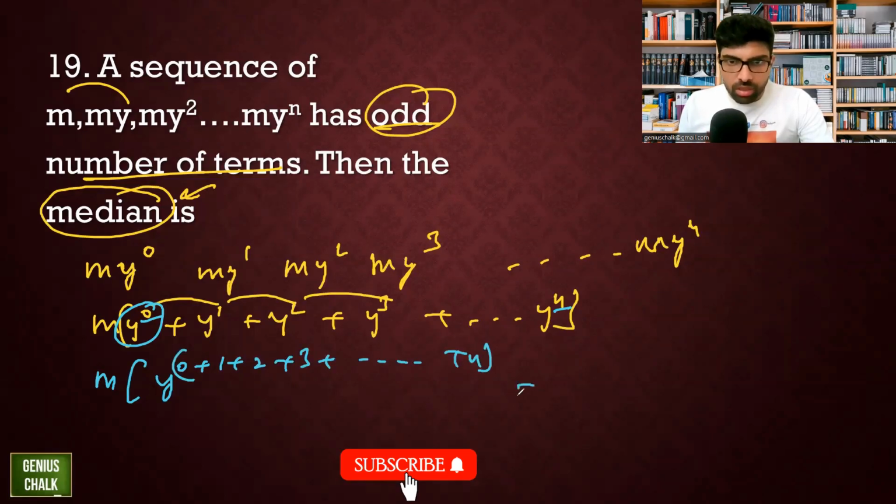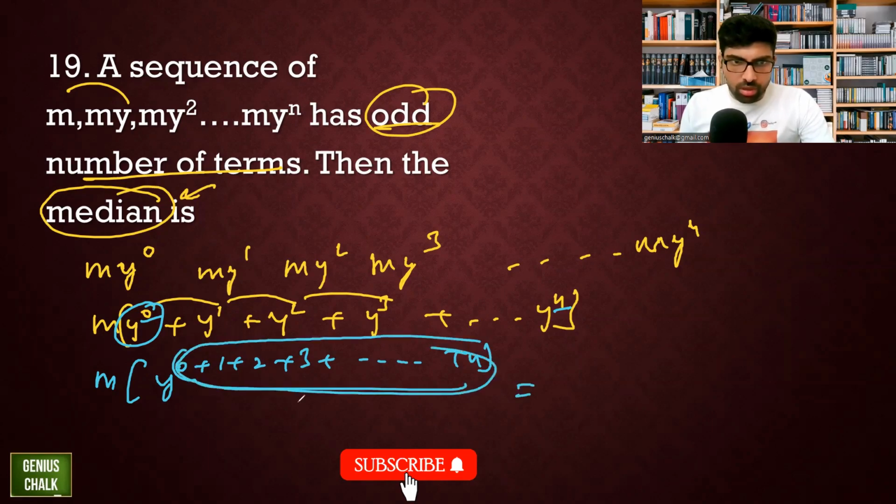Now this is an AP, right? So I can find this average. So it is m into y, taking y common. These are having the same difference. You see 2, 3, 1, 0, 1, all are having difference 1. So my average will be first plus last by 2. So what is my answer?